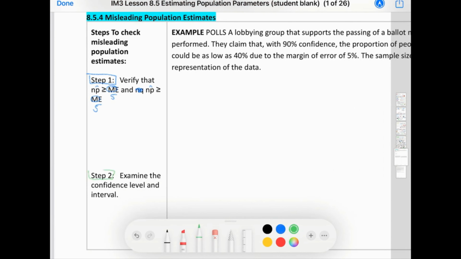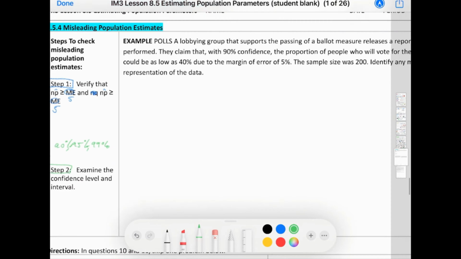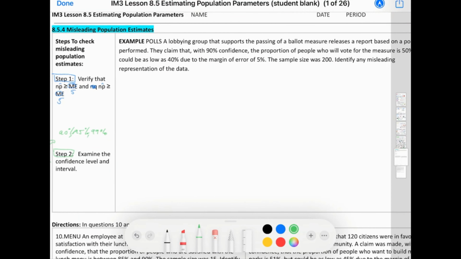The second thing I want you to check is the confidence level. There's only 3 numbers. What are our 3 numbers for our confidence intervals? It's only 90, 95, and the third one is 99%. And we also need to check the interval. All right, let's take a look at an example here, polls.